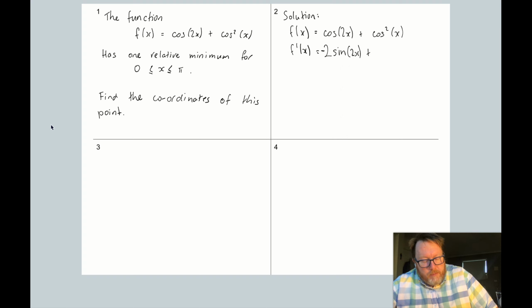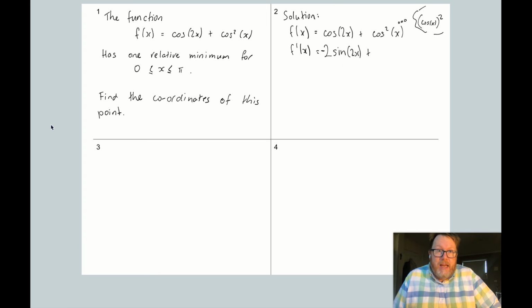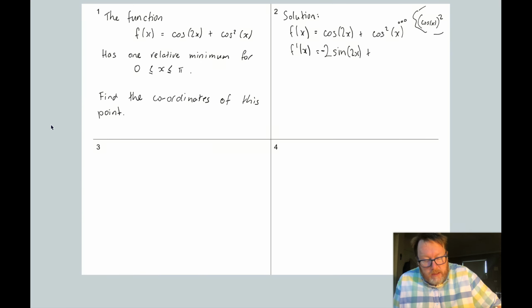Similar sort of idea here, but just a reminder that cos squared x actually means cos of x all squared. So the inside function is cos x, and the outside function is inside squared. The derivative of the inside function cos x is negative sine x. And so that means that instead of adding, we're going to be subtracting sine x. And then the derivative of squared is 2. So I'm going to put a 2 here as well.